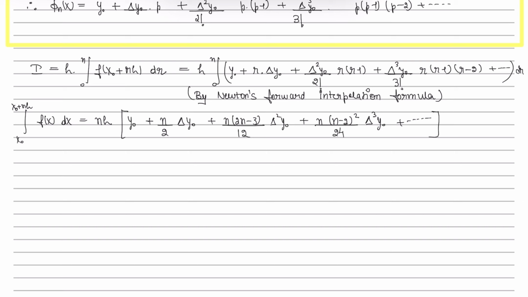From this general formula, we will deduce the important quadrature rules by taking the values of n equals to 1, 2, 3 and so on. And this method is known as Newton's Cotes quadrature.